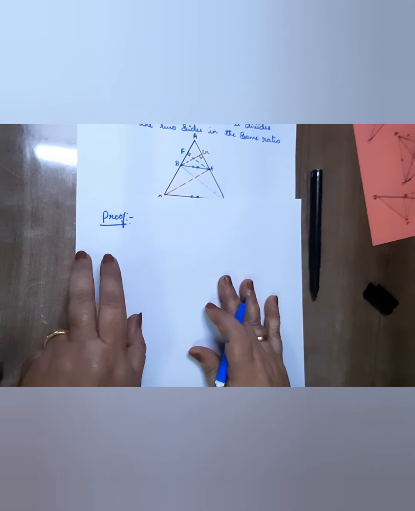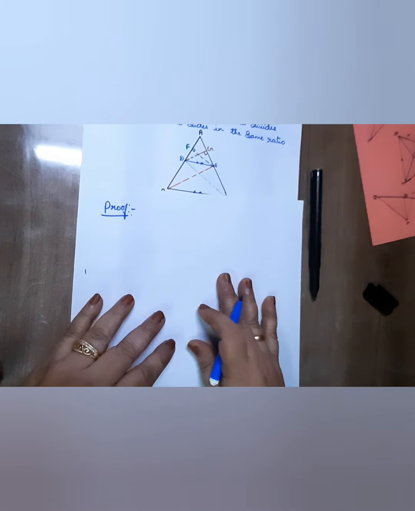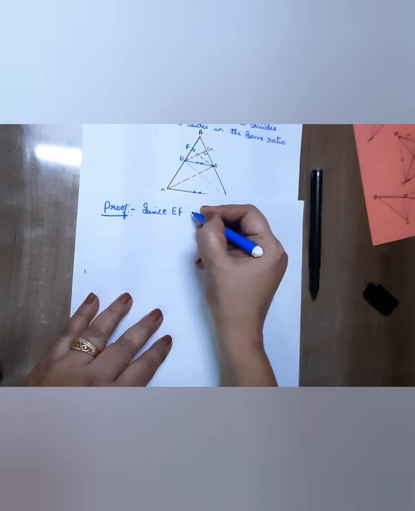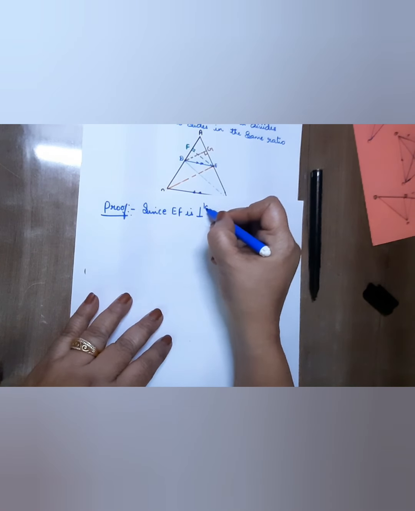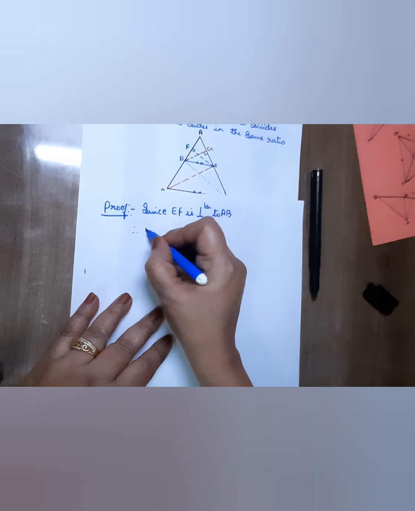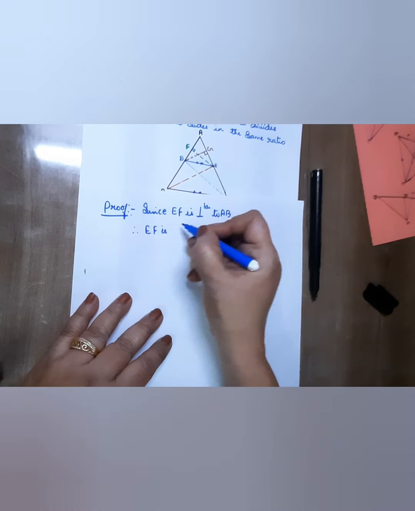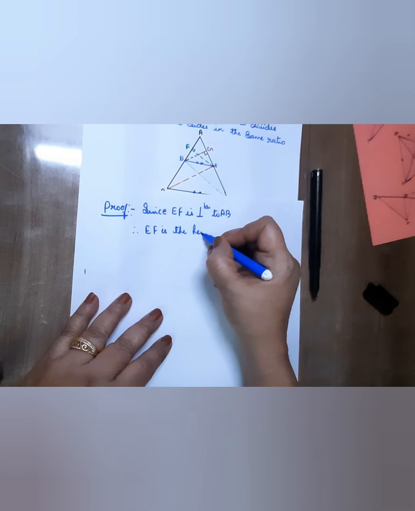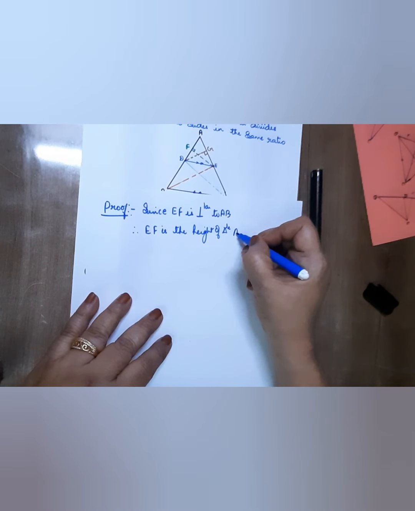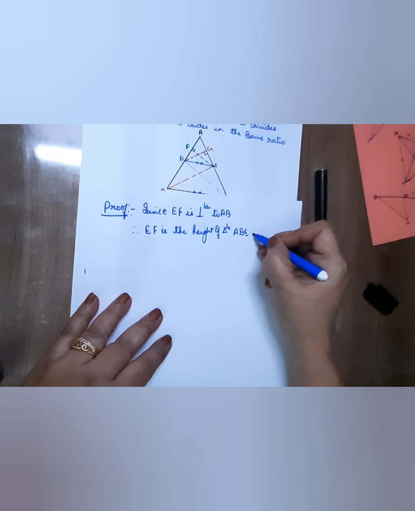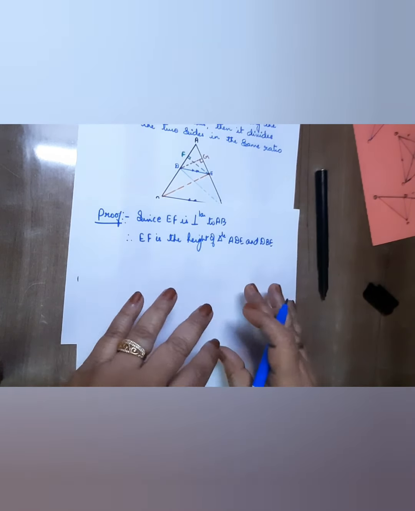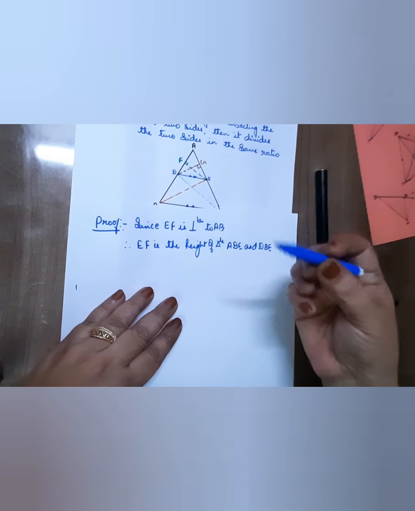Here in this case the proof will be: since EF is perpendicular to AB, therefore EF is the height of triangle ADE and DBE. You can look here, we have to write it, we have to mention what we are doing.